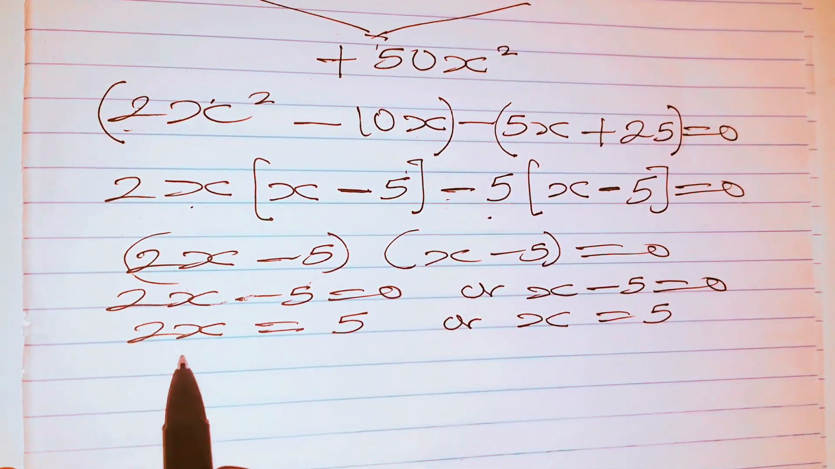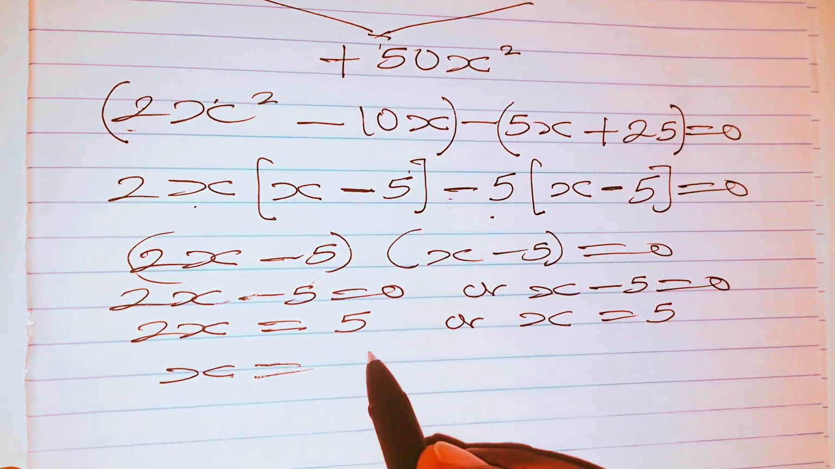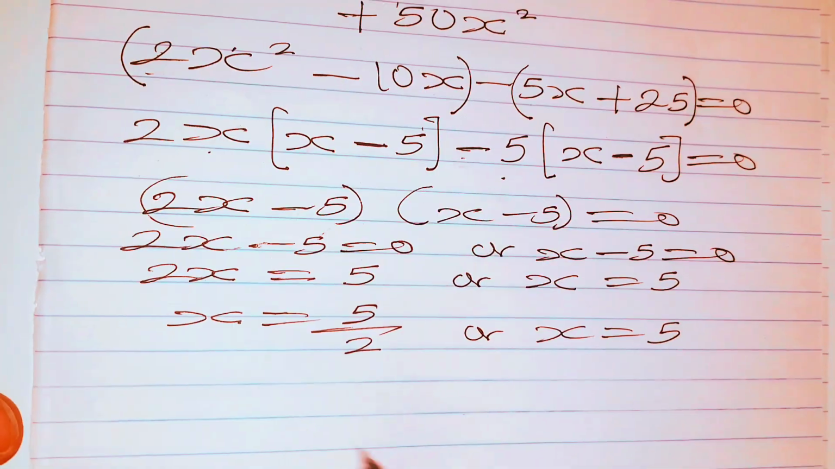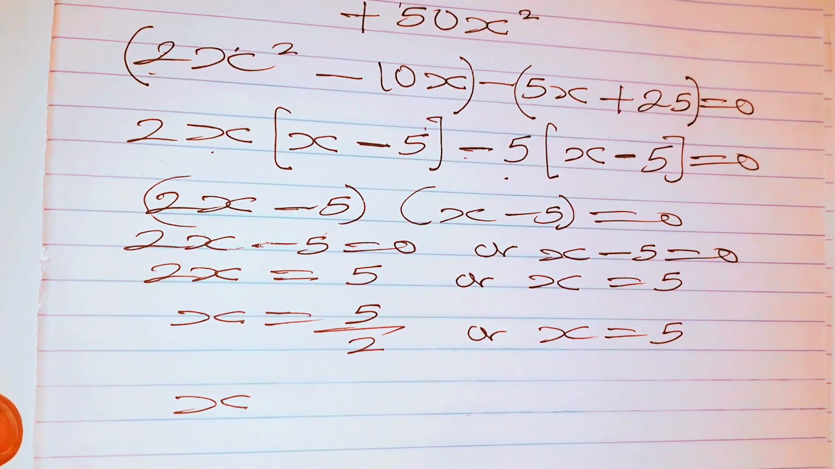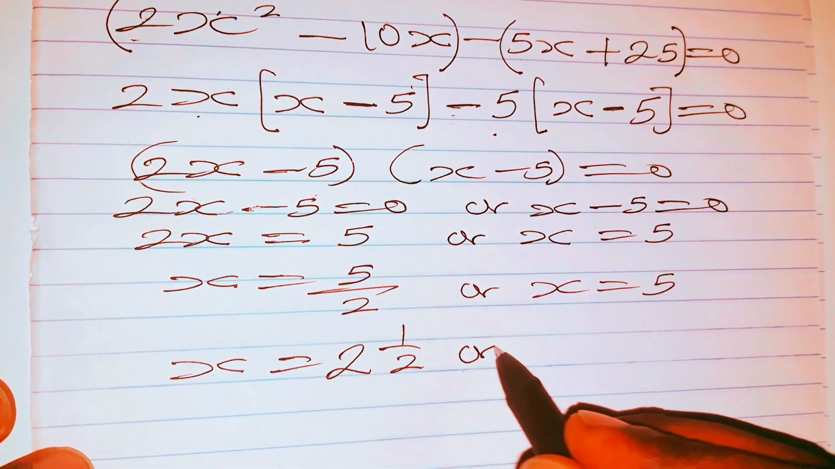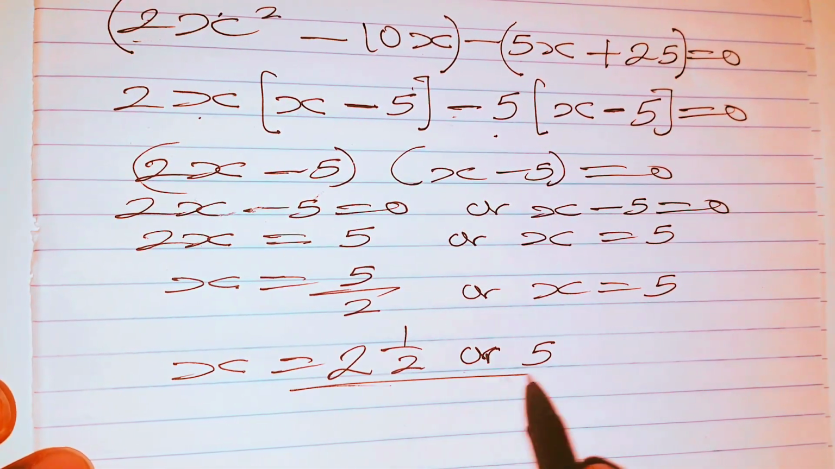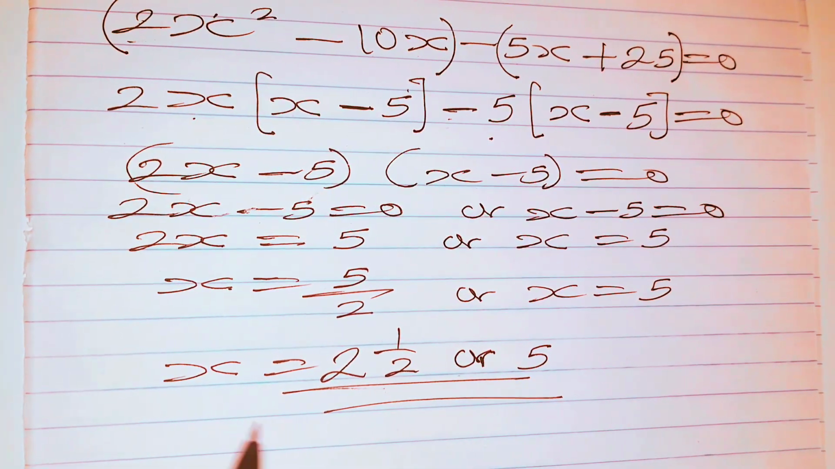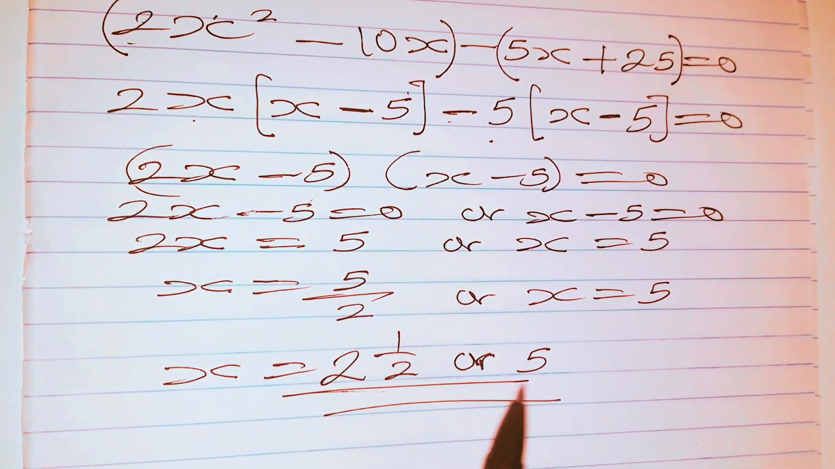And then we divide both sides by 2 here. That becomes x equal to 5 over 2, or x equal to 5. And then we can still simplify 5 over 2 further, so that we can express our answer as 2 whole number 1 over 2, or 5. So these are the values or the roots of your quadratic equation. All right, x is 2 whole number 1 over 2, or 5.